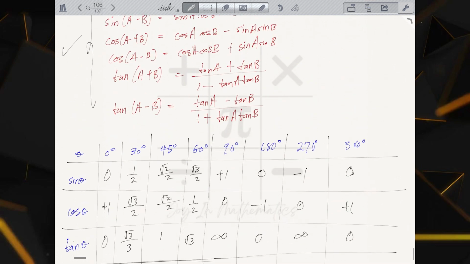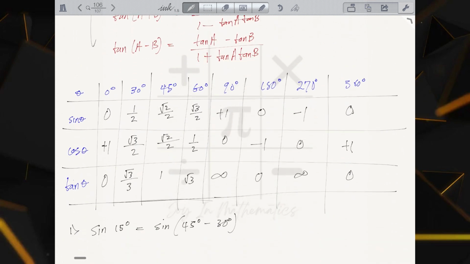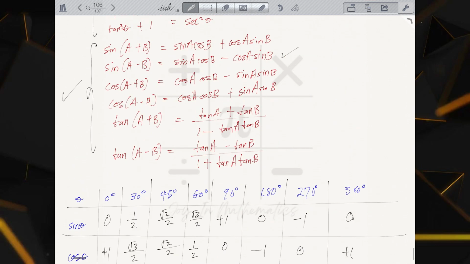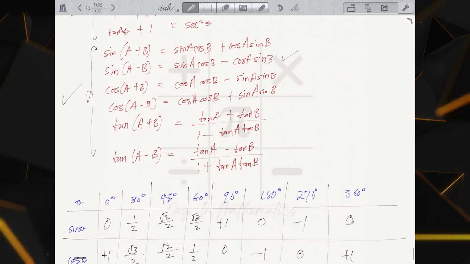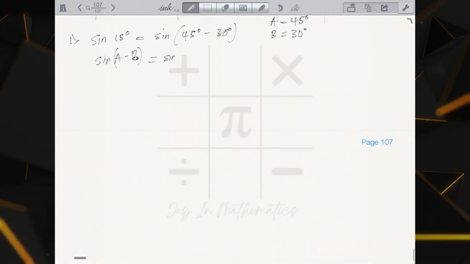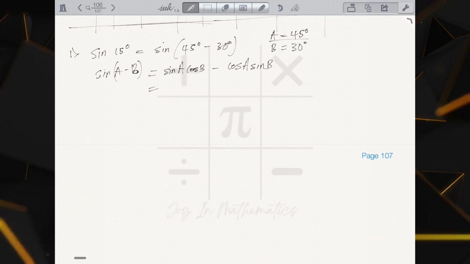With this we'll be using sine A minus B, where A is equal to 45 degrees and B is equal to 30 degrees. Let's write the formula out: sine A minus B is sine A cos B minus cos A sine B. Making our substitution now, A is 45 degrees and B is 30 degrees.